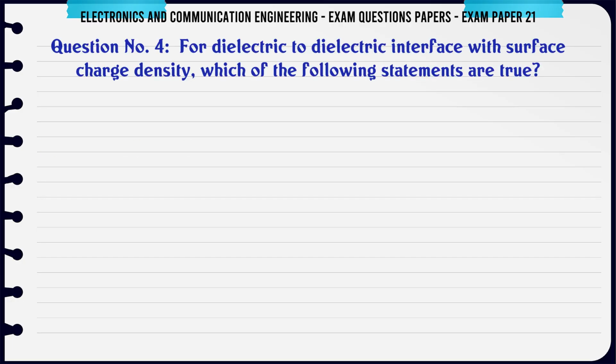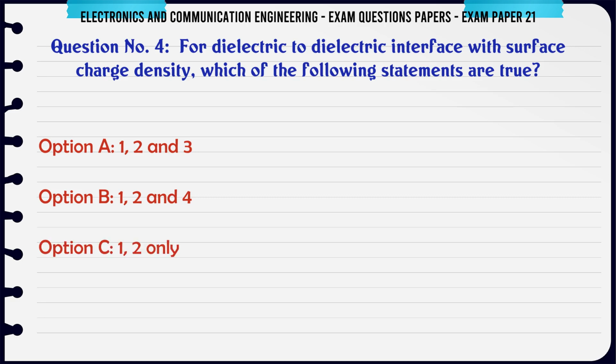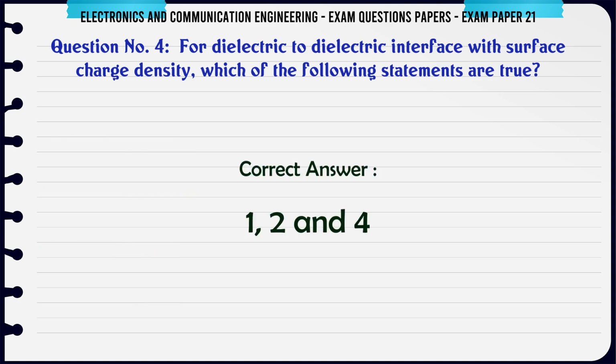For dielectric to dielectric interface with surface charge density, which of the following statements are true? A. 1, 2 and 3, B. 1, 2 and 4, C. 1, 2 only, D. 1, 4 only. The correct answer is 1, 2 and 4.